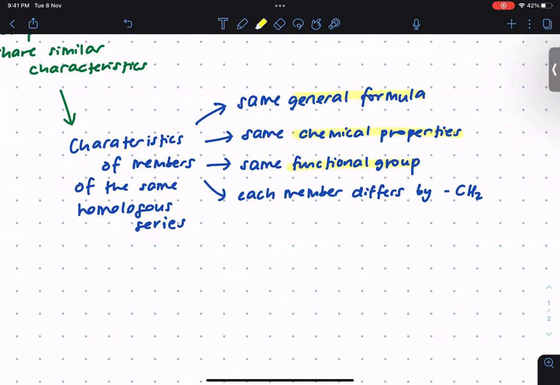Okay, so everyone can understand so far? Any questions? No? Okay, so we're going to go on to the next one. For the next part, we're going to jump straight into the alkanes.